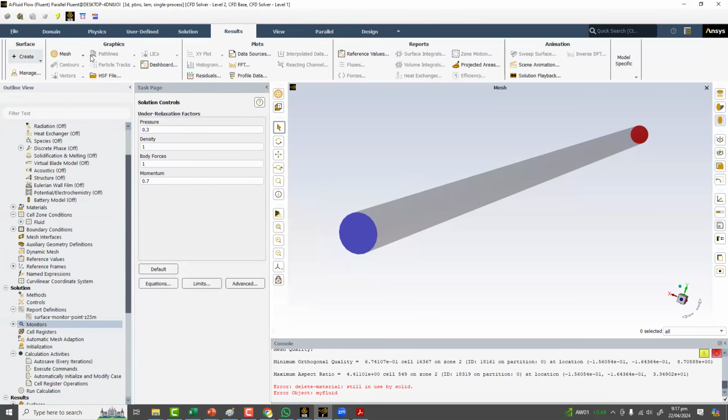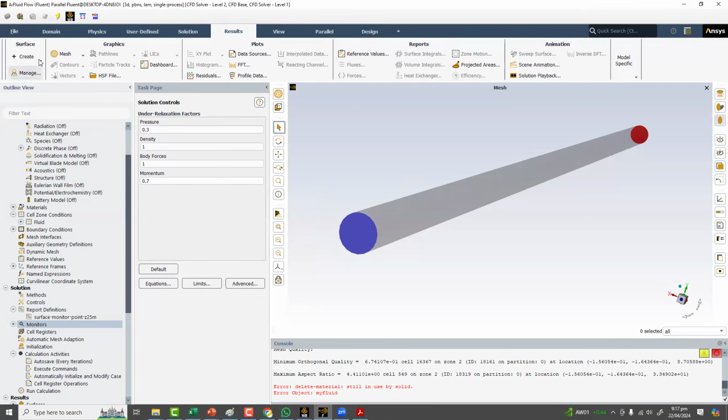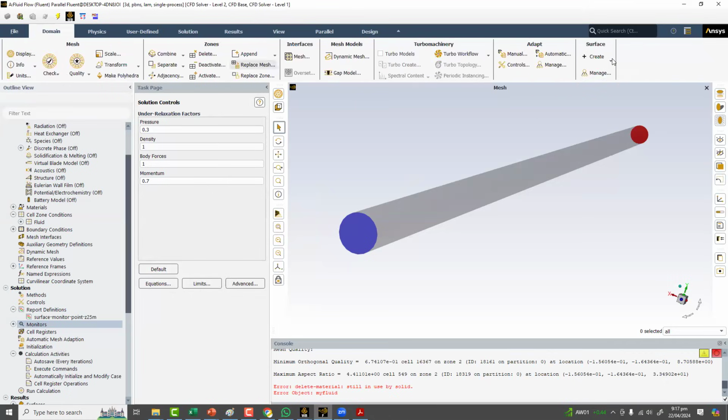Okay, I want to create a point, so I will go to results. Also, this can be done from the domain. So create and the point. The same thing can be done from results, surface, and create. Same thing here. So create and the point.